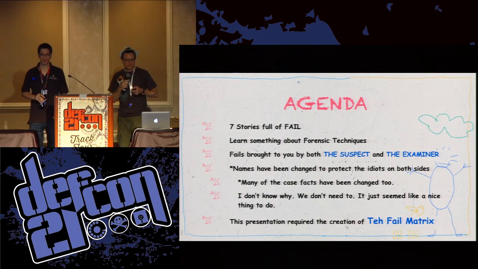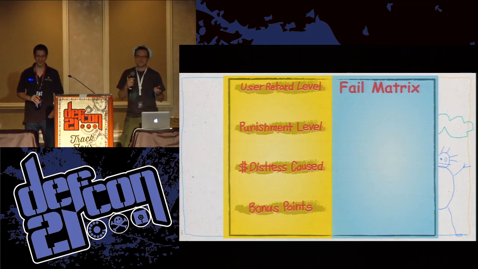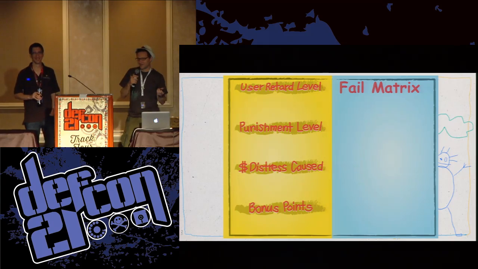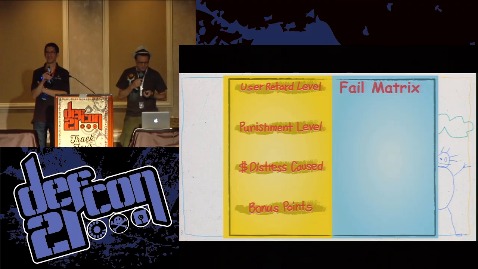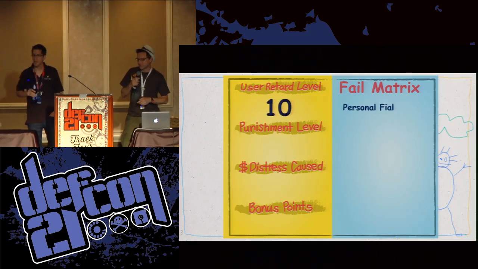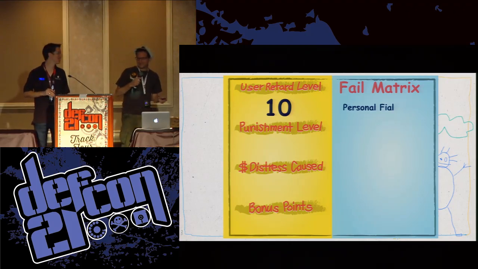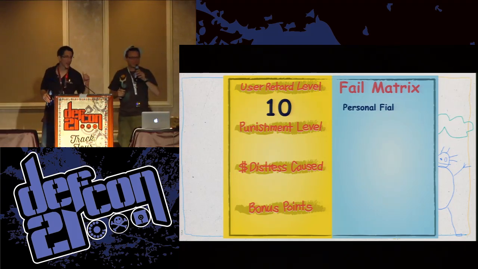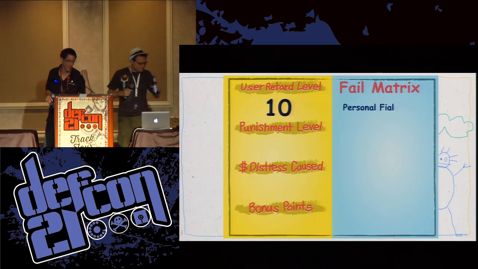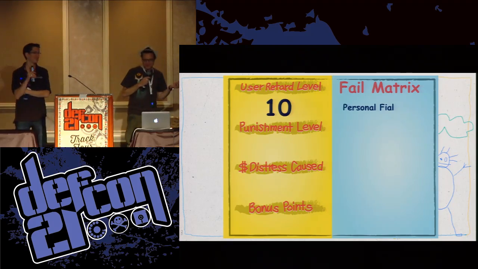We've decided we need to create a fail matrix to explain how the fail works. So I'm just going to explain how the fail matrix works. The first level of fail is the user level. Oh my God, I spelled that wrong. Drink. For the record, he was responsible for the keynote presentation, so this is definitely his fail. This is my fail. I get 10 points.